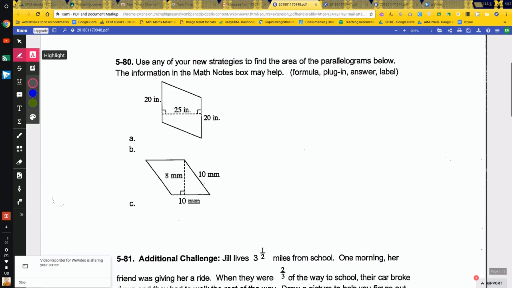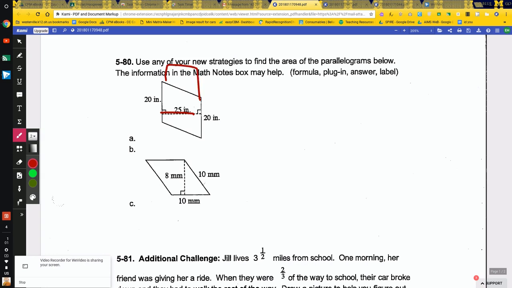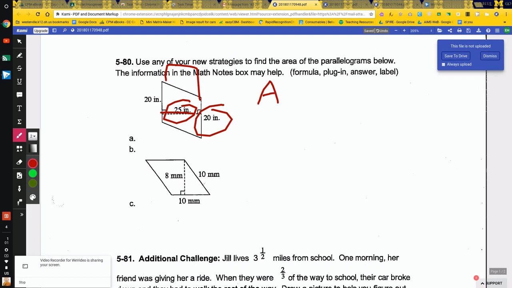We could move this side over to here and it would make our perfect rectangle. But again, they show you the base and they show you the height. So the formula for a parallelogram to find the area is base times height. So the formula is what we need to show: area equals base times height. There's 1 point.